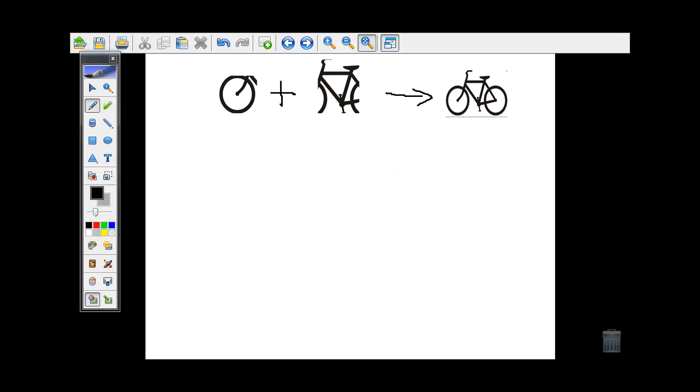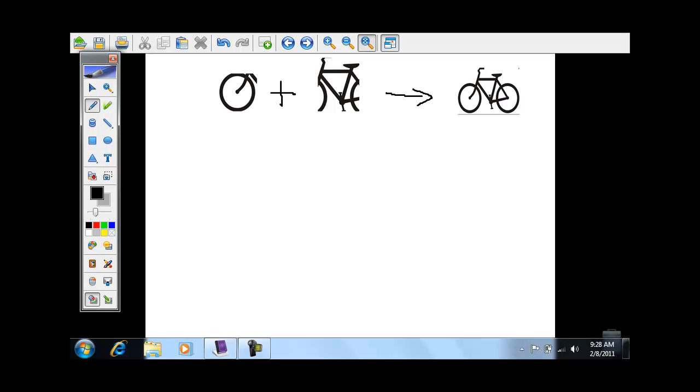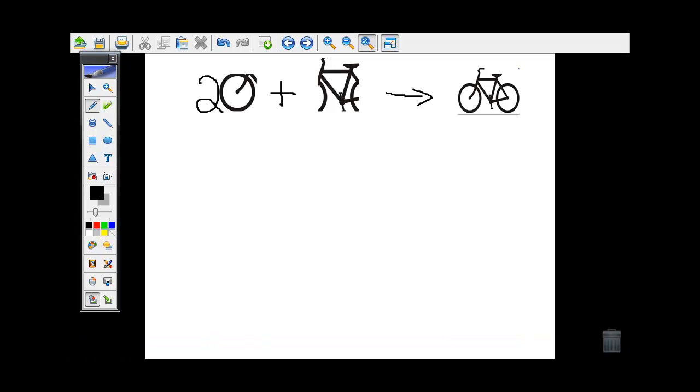Okay, so here is our chemical reaction. This is a wheel, okay? And this is a frame, and this is a completed bicycle. Now, let's balance this equation. How many wheels per frame do we need to make a bicycle? Did you say 2 wheels per frame? If you did, that is correct, 2 wheels per frame.